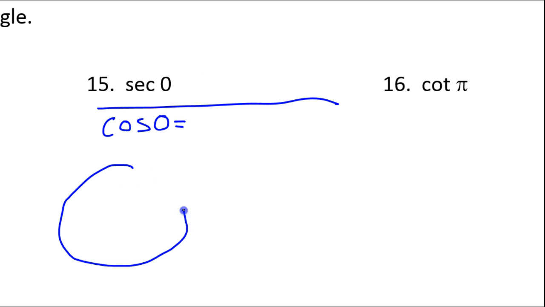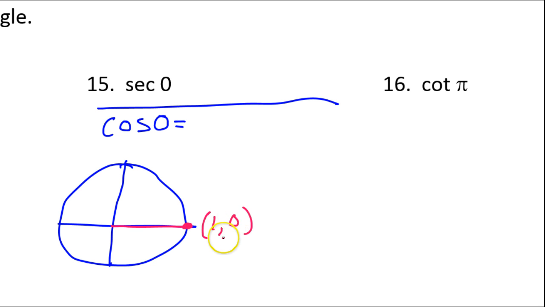Okay, well, first of all, 0 is right here. Right? 0 is right at the very beginning. Now, the coordinates of this point are 1, 0. Now out of this, the cosine is the x value. So the cosine of 0 is 1. So the secant is going to be the reciprocal of that. But the reciprocal of 1 is still 1.